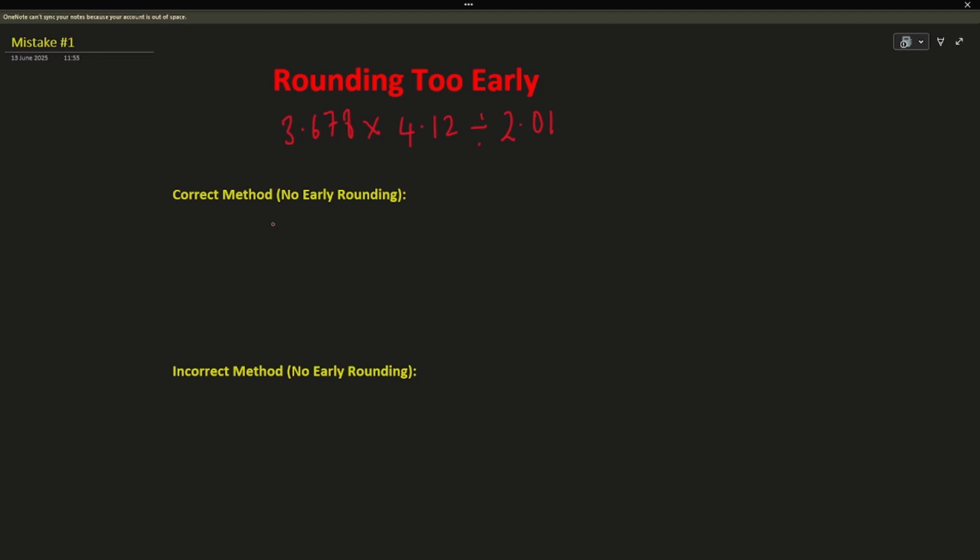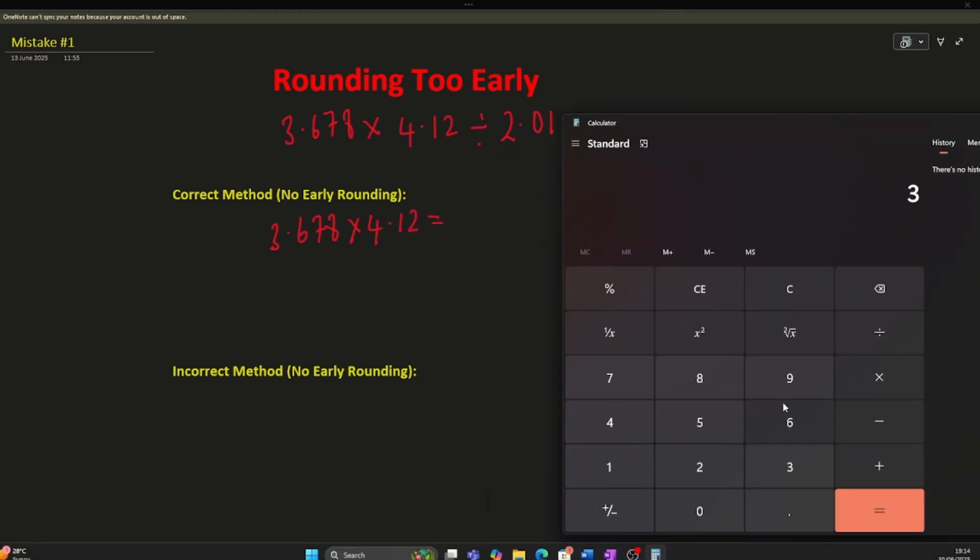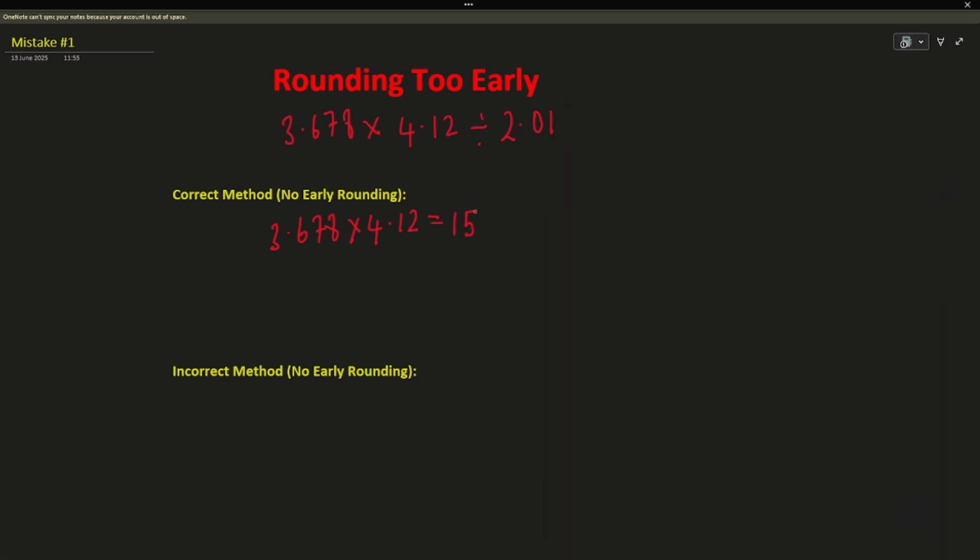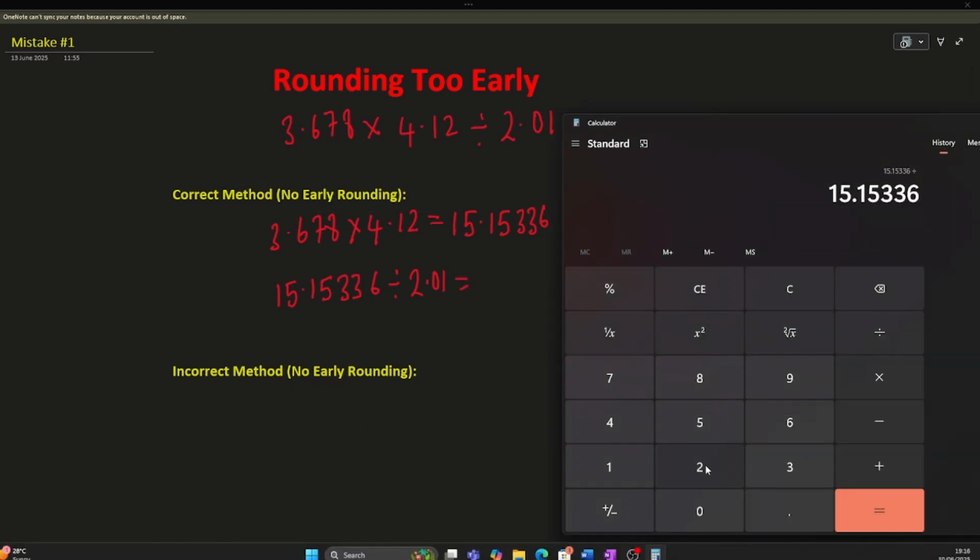So let's multiply 3.678 by 4.12. By using our calculator, 3.678 multiplied by 4.12 gives us 15.15336. Now we use 15.15336 divided by 2.01. Using our calculator again, we divide 15.15336 by 2.01.